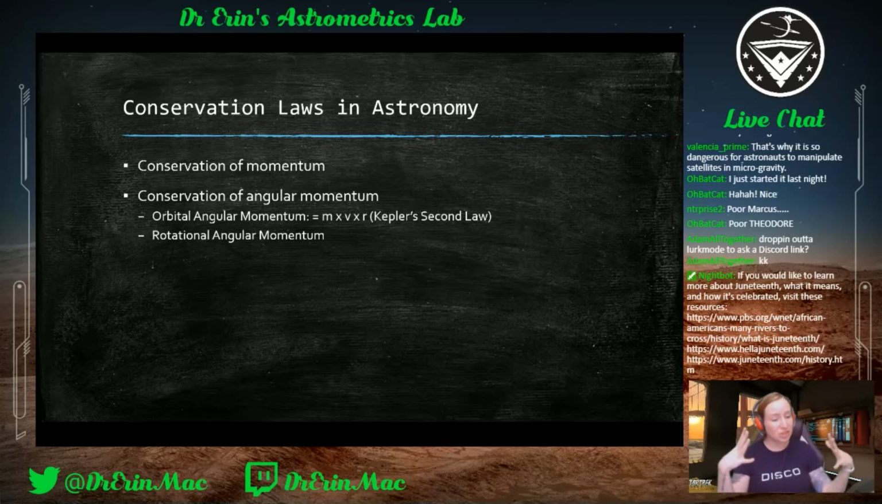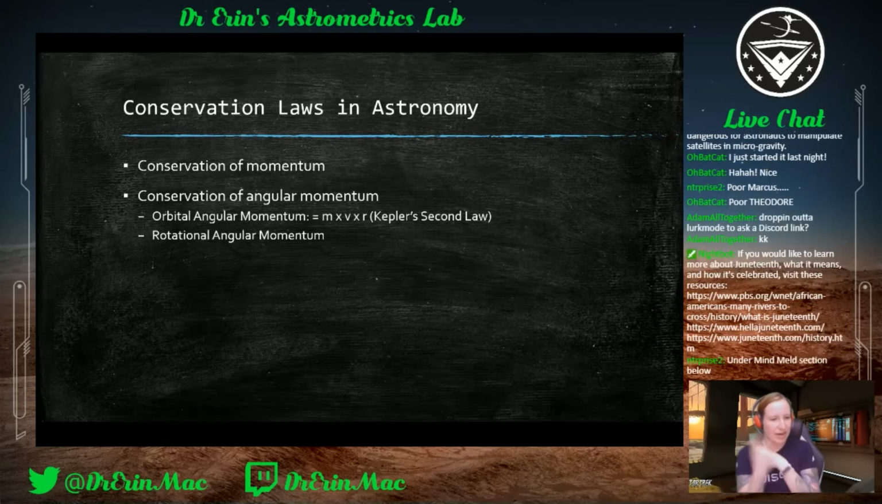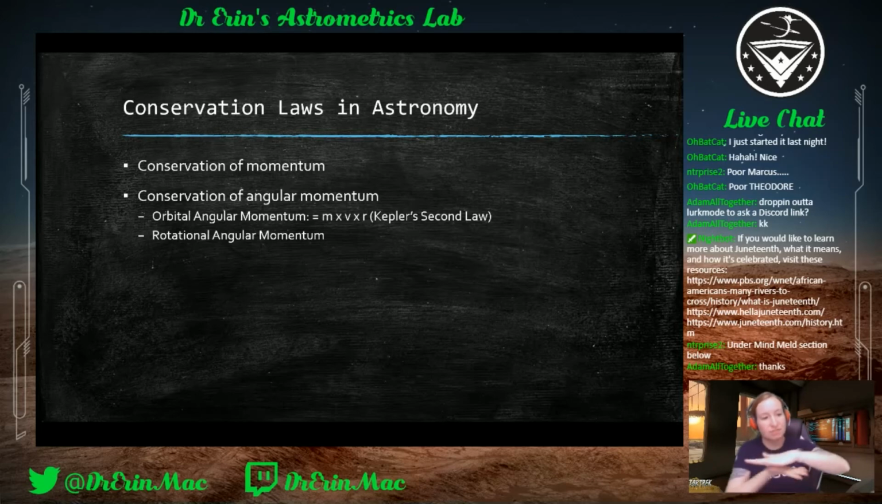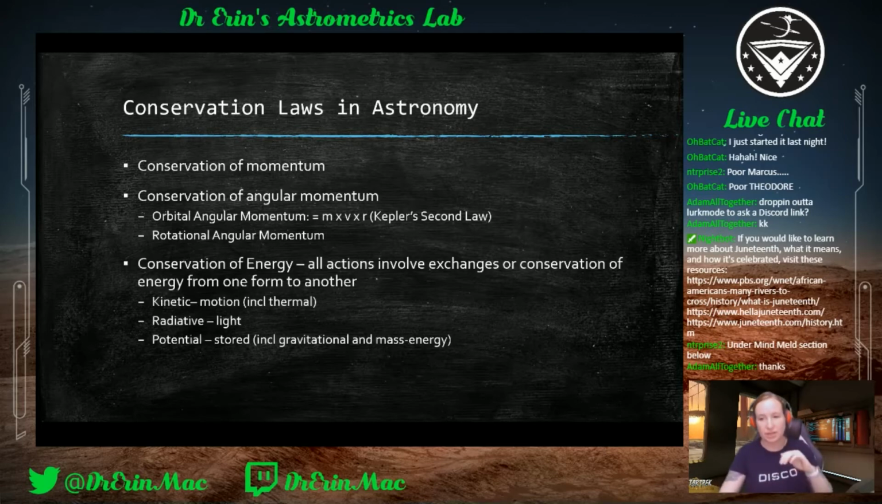But the rotational angular momentum, that's that thing with the ice skater that's spinning around, the arms move closer together, and then that ice skater spins faster. This will come into play as to why you start with a big nebula, and then as it rotates, it starts to flatten out. We will talk about that in the future, but that is rotational angular momentum.